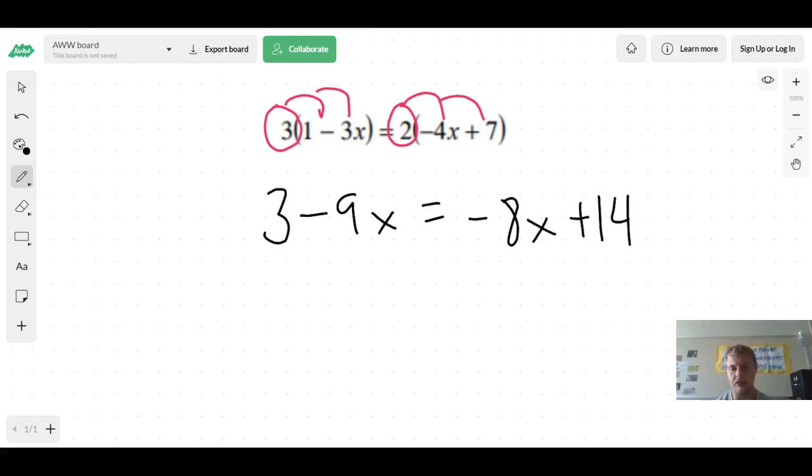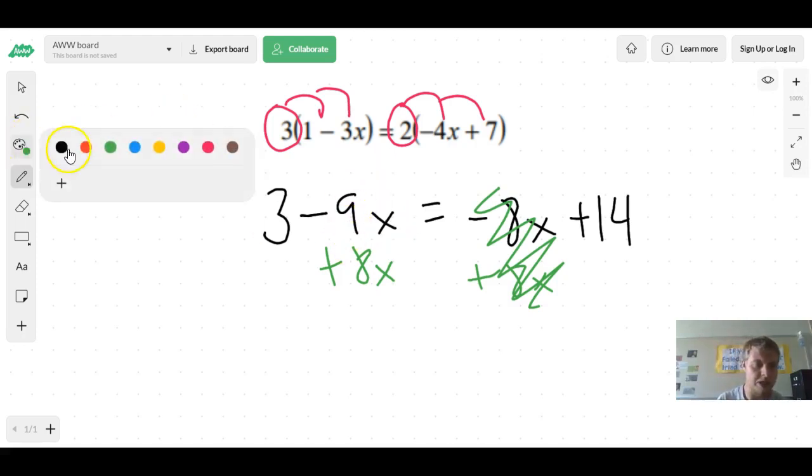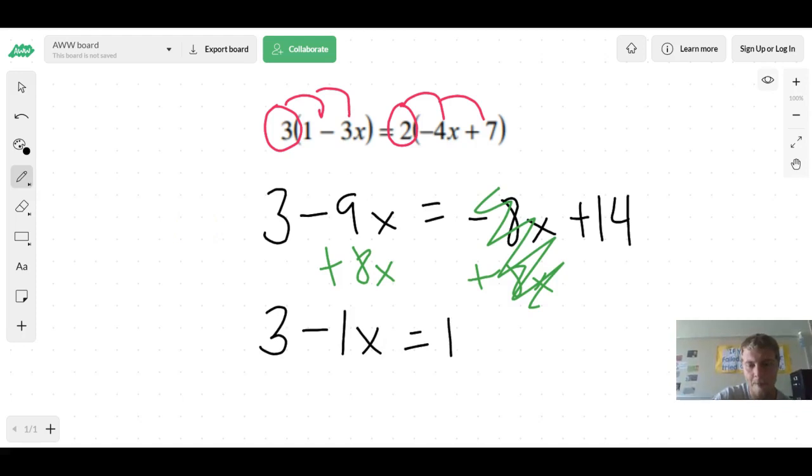And then from here, what you want to do is get all the variables on the same side. So to do this, we're going to take this negative 8 and add 8x to both sides. The reason we're going to add 8x is because it will get rid of it from this side and literally move it to the other. So we have a negative 8x. That cancels out because negative 8x plus 8x is 0. And this is going to become negative 9 plus 8, which will give us a negative 1x.